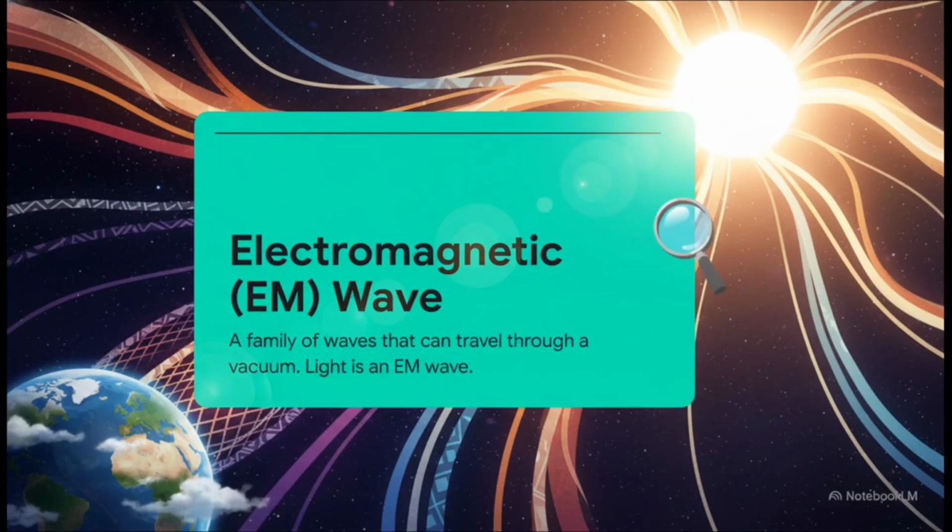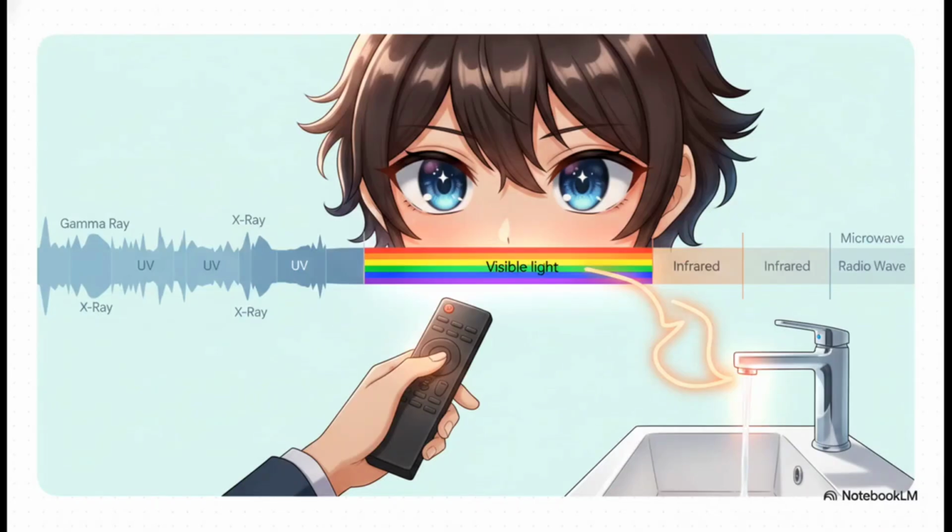Now, the light we see with our own eyes, that's a special kind of wave. It belongs to a big family called electromagnetic waves, or EM waves for short. And what's really special about them is that they don't need anything to travel through. They can go through a complete vacuum, which is exactly how the sun's light reaches us all the way across space. And that's a really important point to remember.